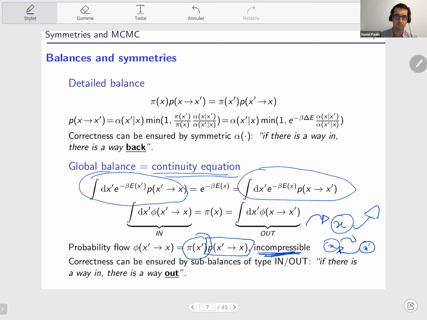So now the question is how can we do these subbalances of types in and out to have some kind of global general recipe to build these non-reversible schemes.